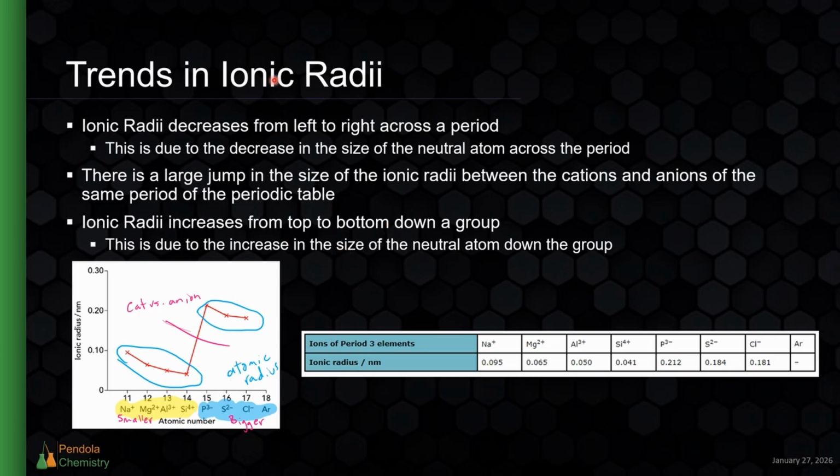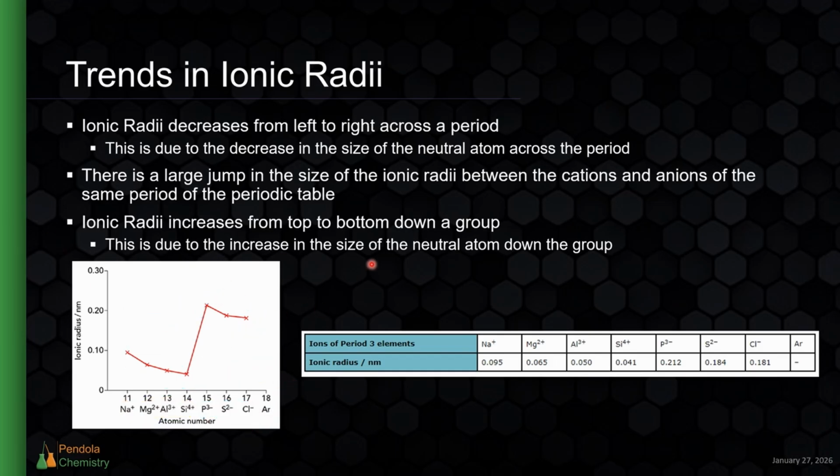So in essence, ionic radius is going to behave exactly like atomic radius, with the exception that across a period, we see this large jump because of the difference between anions and cations. Whereas cations got smaller than the neutral atom, that's why they're lower down, and then anions got bigger than the neutral atom, that's why they're higher up.